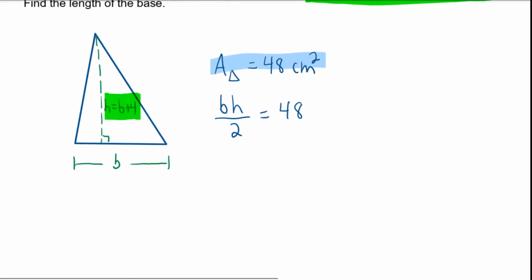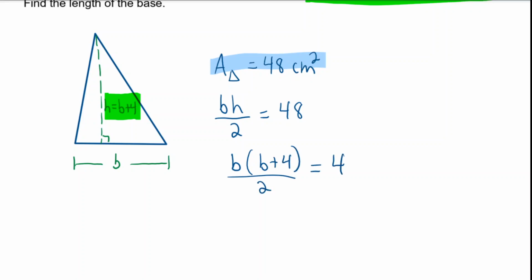What we can do now, because we have 2 variables in this equation, we want to use the relationship that we're told in the question to express this in a way that there's only 1 variable. So we could actually replace the h with b plus 4. And that's divided by 2. And now it's just a matter of solving for b, which, as before, we are going to expand out brackets, simplify, and bring everything over to one side so that we can either factor or use the quadratic formula again.